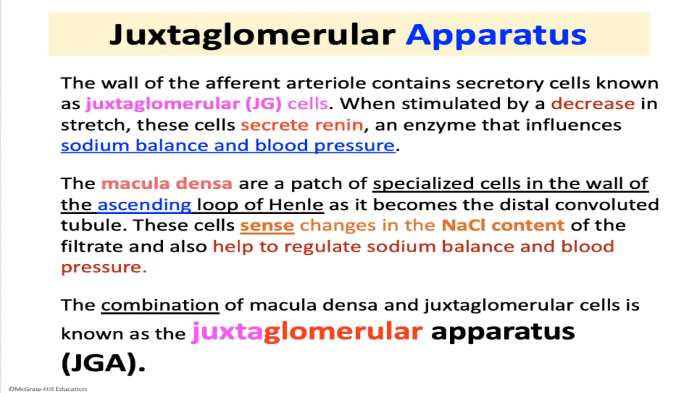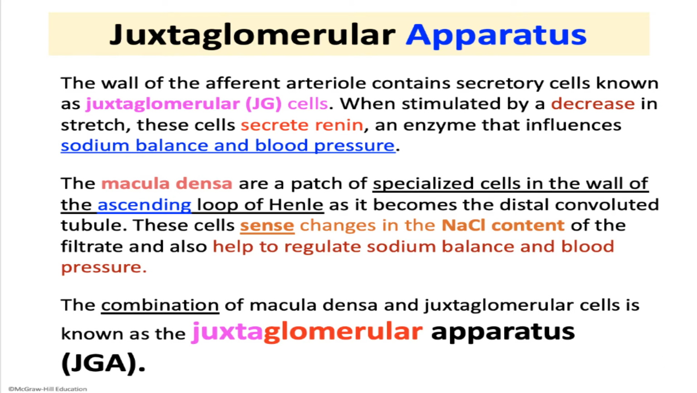Another important observation is that there's a tiny region of cells in each efferent arteriole that are special, and these cells are known as the juxtaglomerular cells, which are mechanically gated. When they experience a reduction in stretch, they release an enzyme called renin, and that enzyme has an indirect influence on sodium balance and blood pressure in the entire body.